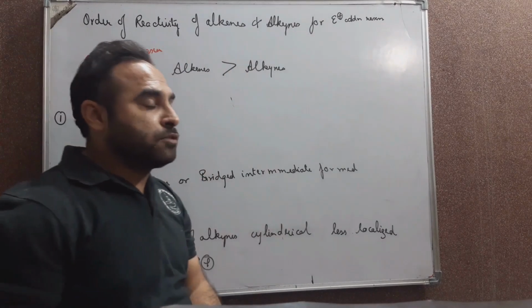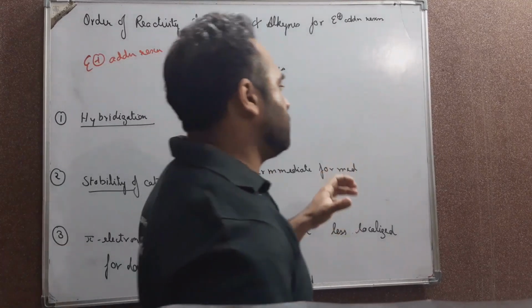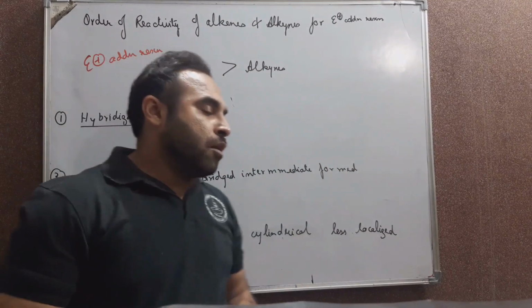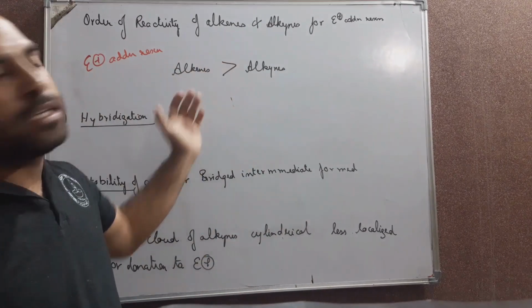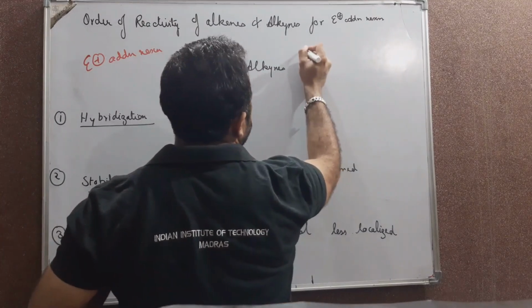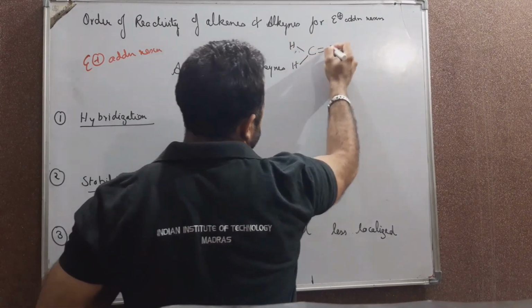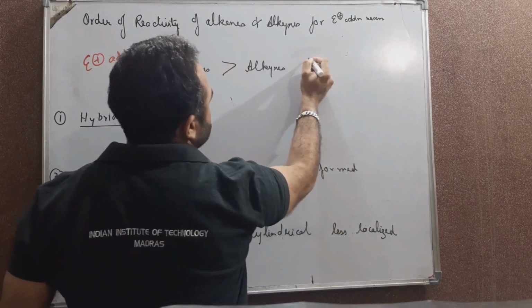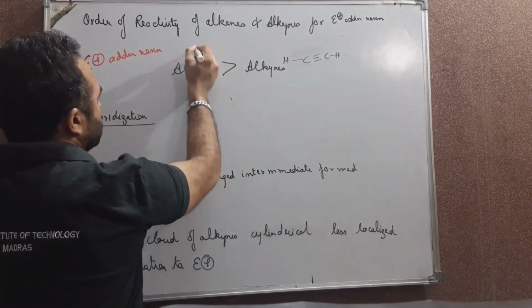Now the next question which should come to our mind is, if I try to add a reagent to an alkene or alkyne, out of the two, which reaction will occur faster, alkynes or alkenes? Let's try the structure first. The alkyne is over here, so I will write alkyne over here, and an alkene over here.